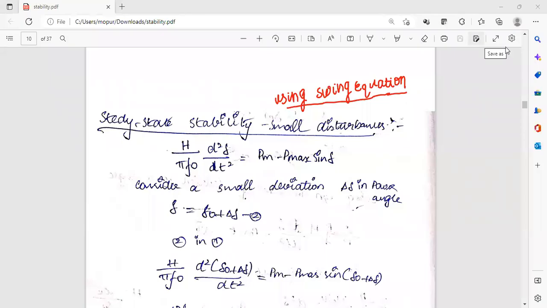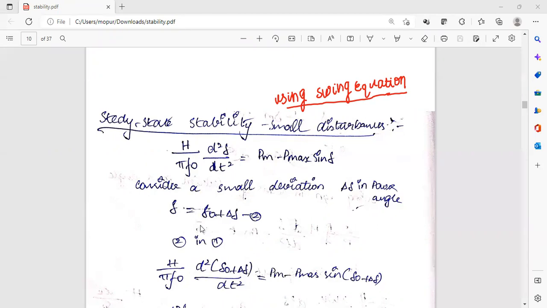In this video, we are going to see the steady state stability analysis for small disturbances using the swing equation. We know this is the swing equation. Actually, Pm minus Pe, we had already derived Pe is equal to Pmax sin del. So I'm replacing Pe with Pmax sin del. Now let us consider a small deviation delta del in power angle. So del is equal to del naught plus delta del.